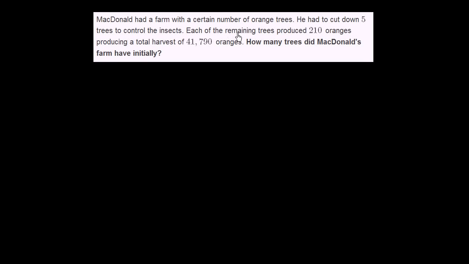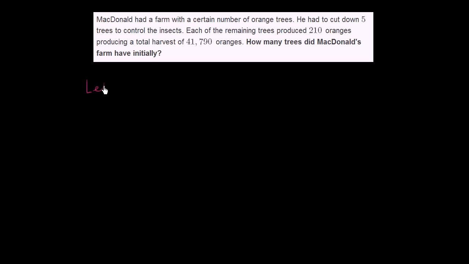MacDonald had a farm with a certain number of orange trees. He had to cut down 5 trees to control the insects. Each of the remaining trees produced 210 oranges, producing a total harvest of 41,790 oranges. How many trees did MacDonald's farm have initially?